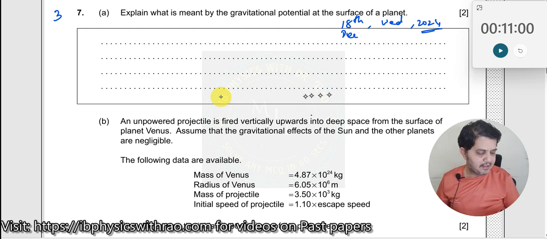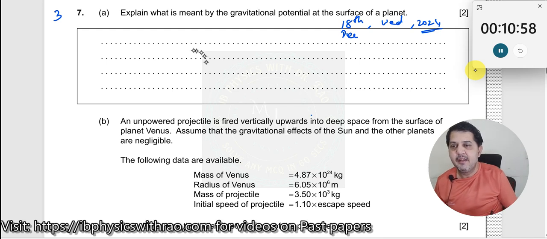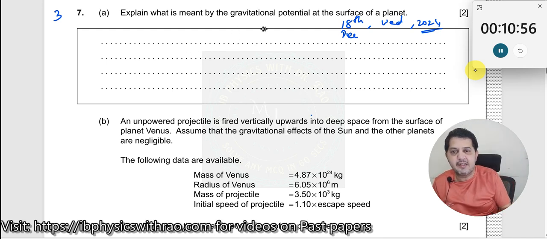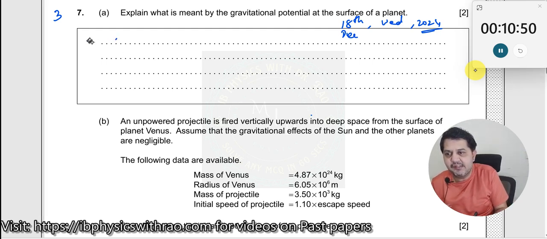This question is for 11 marks, a problem on gravitation. Let me start the timer. Explain what is meant by the gravitational potential of the surface of a planet. What do you mean by gravitational potential? This is for 2 marks. So you write potential V is equal to work done divided by mass.